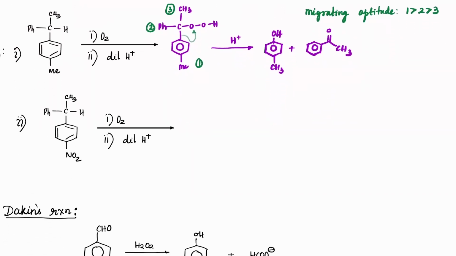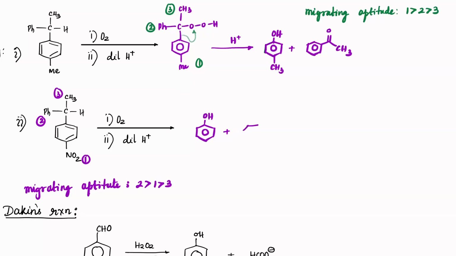Next one. Here there is nitro, phenyl, and methyl. So if I take this as 1, 2, and 3, in that case the migrating aptitude will be more for 2 than 1 than 3. So obviously it is the 2 which is getting migrated. So phenol is the one which you will get, and then we have this nitro group on the other phenyl group, connected to C double bond O CH3. So this is the other product which you will get.